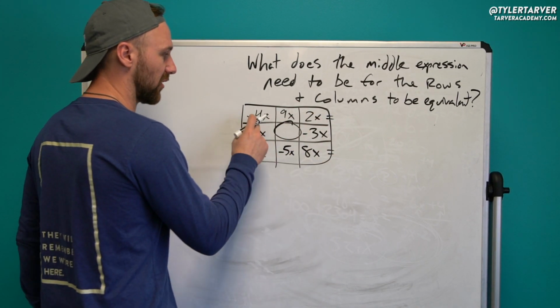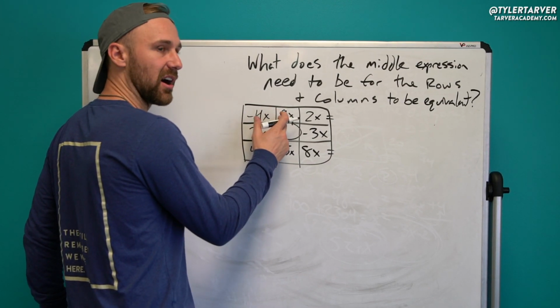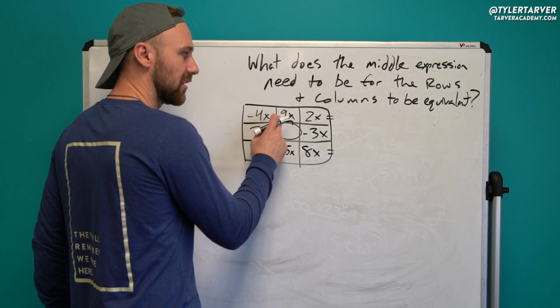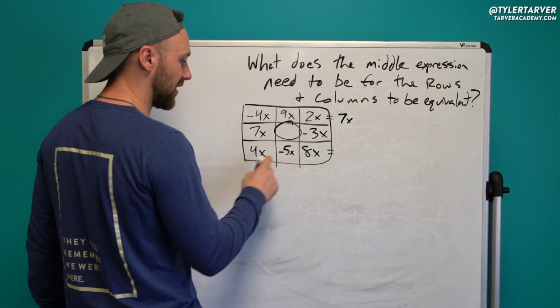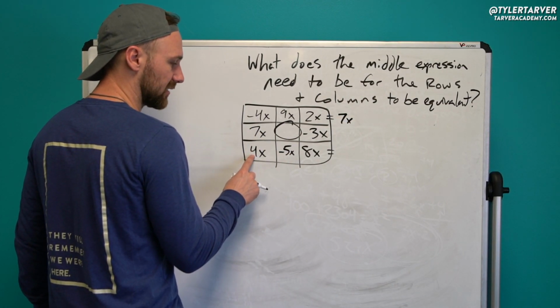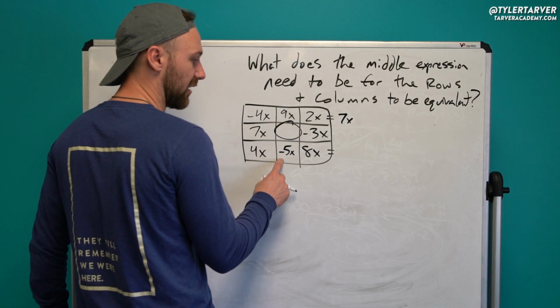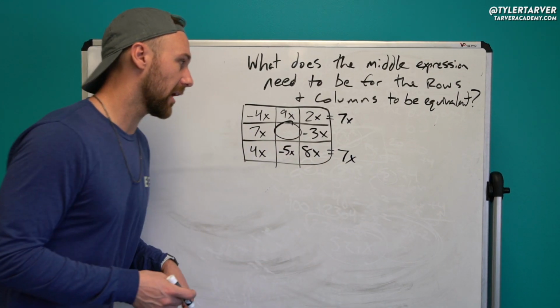We want to find our rows first. So negative 4x plus 9x, I'm doing plus because it's a positive. So negative 4x plus 9x is 5x, plus 2x is 7x, okay? So unless I messed up, this one should be 7x as well. So 4x minus 5x, which would be negative 1x, and negative 1x plus 8x is 7x. So it is correct, okay?